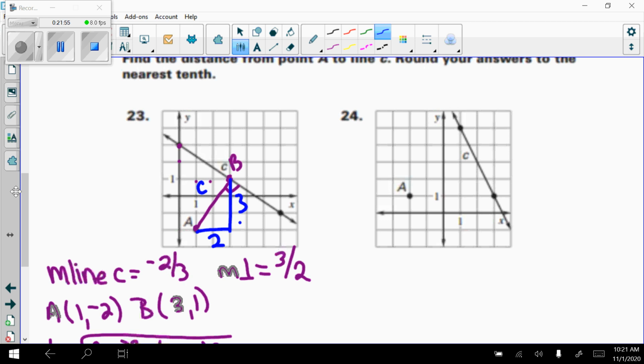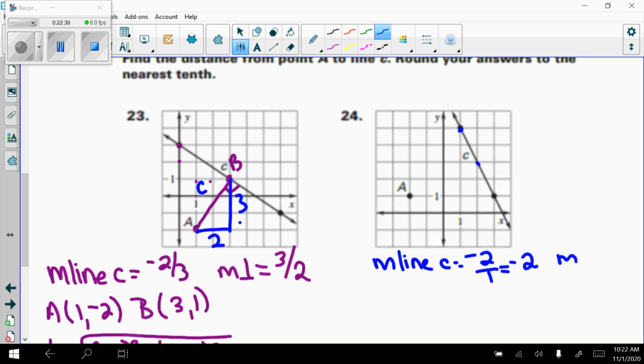So number 24, I want to find the shortest distance from point A to line C. Again, that shortest distance is going to be the perpendicular line segment between the two. In order to find that line segment, I first need to find the slope of line C. So the slope of line C, I've got a point here. My next point is here. Again, from left to right, I see that it is decreasing. So we are on our bike, just cruising down that hill. So I know my slope is going to be negative. So I had to go down 2 over 1. So my slope is negative 2 over 1, which is just negative 2.